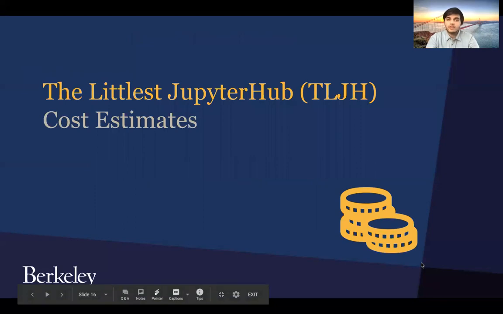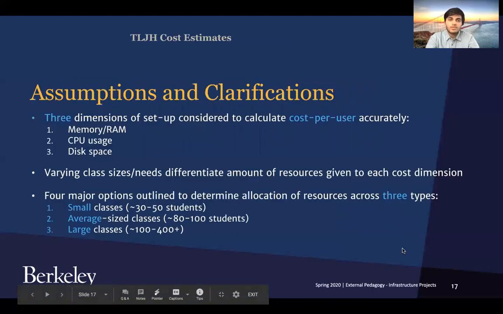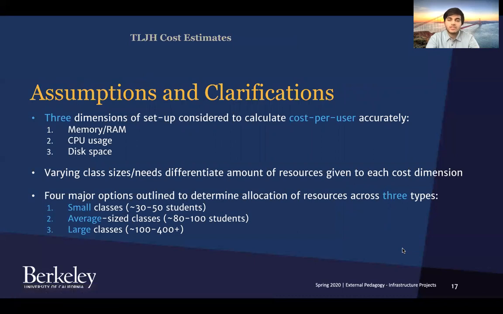Now we can take a look at the cost estimates and different cost models for the Littlest JupyterHub. So before we start on that, I'll walk you through some assumptions and clarifications that the team made while really understanding how to build out these models. So we came up with 3 dimensions that we're going to use to calculate this cost per user accurately. And that would be memory, or the random access memory, or RAM, then the CPU usage, and the disk space.